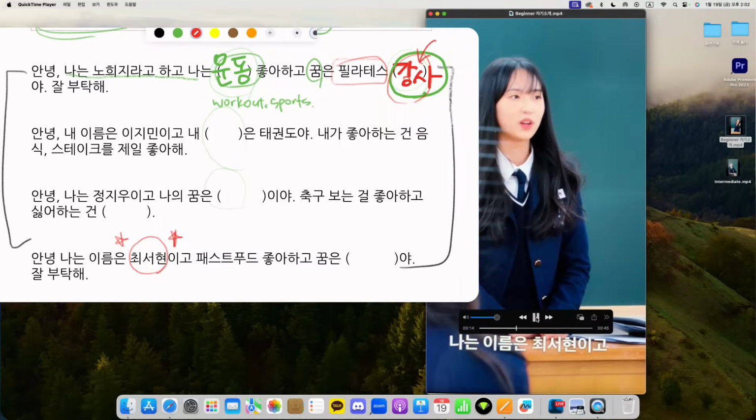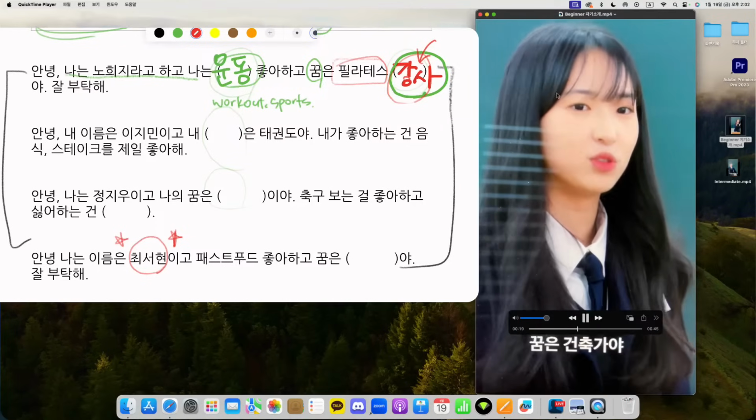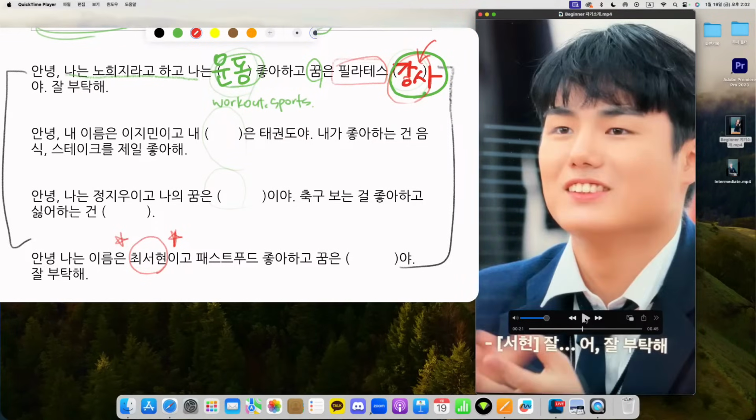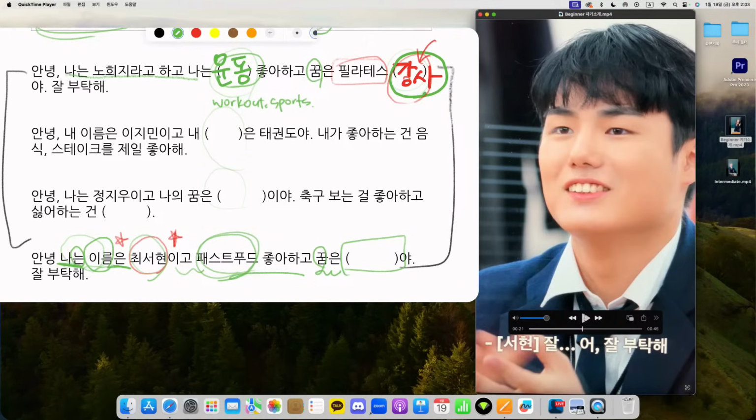이름 최서현이고 좋아하는 거는 패스트푸드 좋아하고 꿈은 건축가야. 그래서 rather than saying 내 이름은, she says 나는 이름은 and that's fine. It's like saying as for me the name is this and I like this and as for my dream it's this. So her name is 최서현. 그리고 she likes fast food. 패스트푸드 좋아하고. Did you guys catch what her dream was?